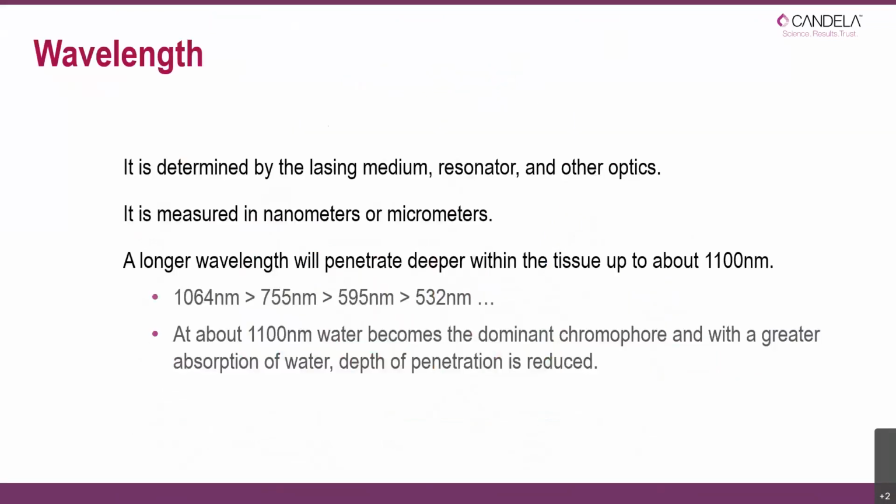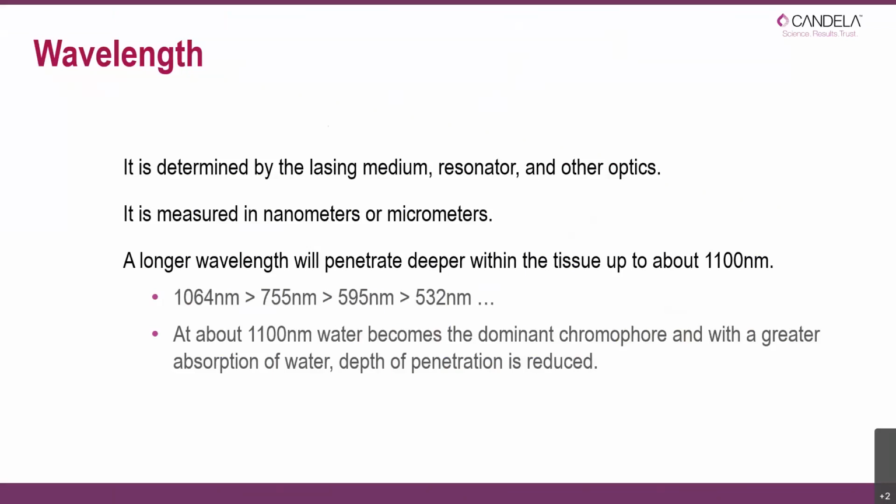And this wavelength is obviously determined by the lasing medium, as we discussed earlier on. It's measured in nanometers or micrometers, but more commonly it's in nanometers. A longer wavelength will penetrate deeper into the tissue until we get beyond approximately 1100 nanometers. So if you're moving from a 1064 nanometer laser, so an Nd:YAG, down to a 595, so for instance our V-beam, the penetration will become less as that wavelength gets shorter.